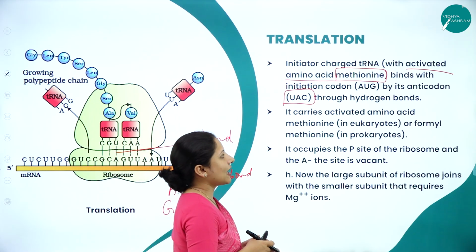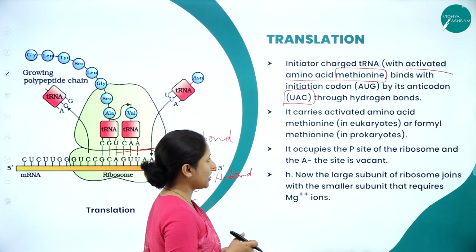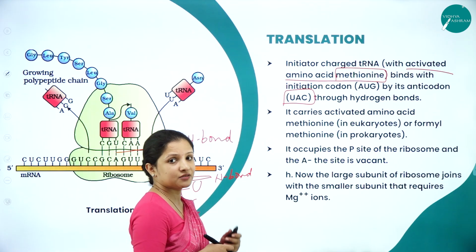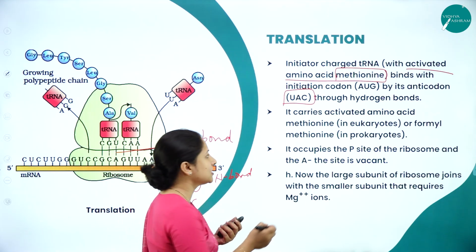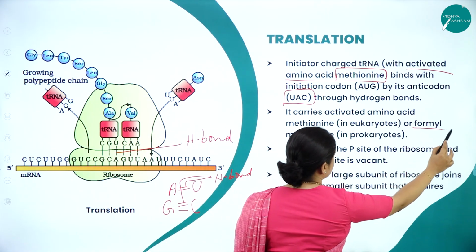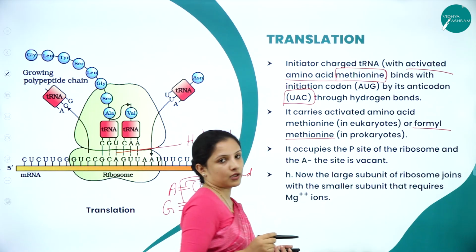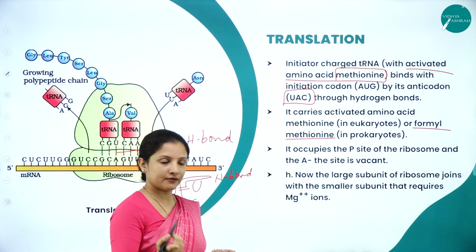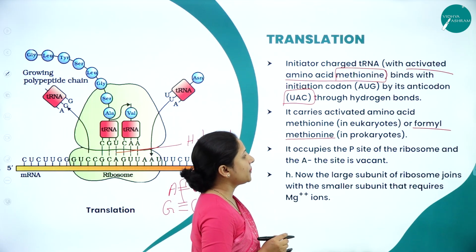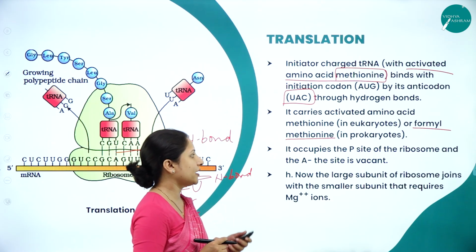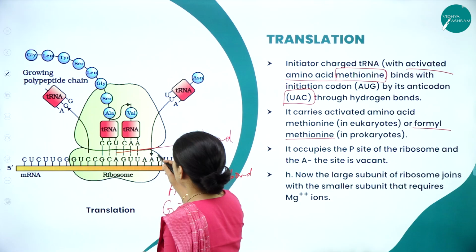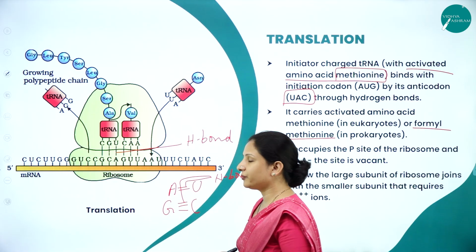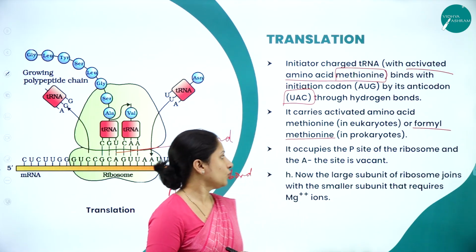And it carries the activated amino acid methionine in the case of eukaryotes. But if the translation mechanism is taking place in prokaryotes, then the amino acid that will be first formed will be formyl methionine, because it is a different code there. And it occupies the P site of the ribosome and the A site is left vacant. So here, if you can see, the P site it will occupy and the A site will be left vacant.